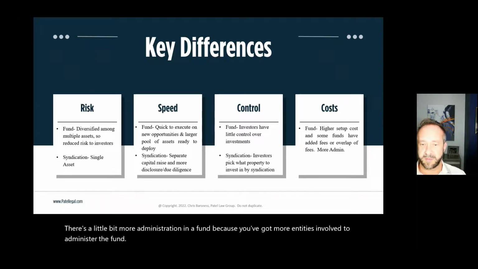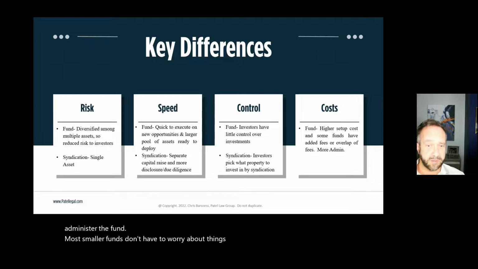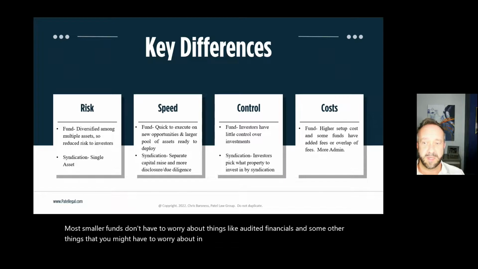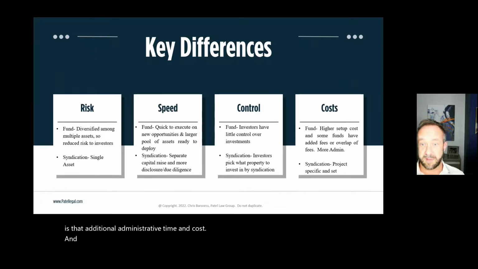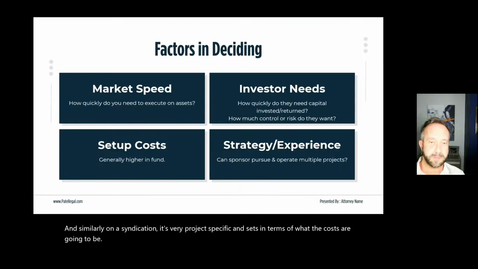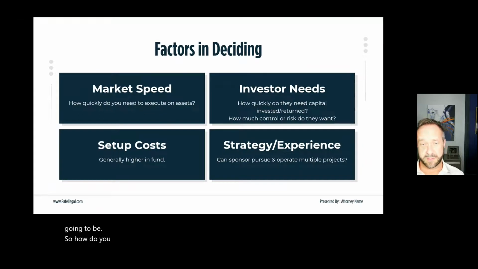There's a little bit more administration in a fund because you've got more entities involved to administer the fund. Most smaller funds don't have to worry about things like audited financials and some other things that you might have to worry about in certain types of funds, but in some cases there is that additional administrative time and cost. And similarly, a syndication is very project specific and set in terms of what the costs are going to be. So how do you decide which one is best for you?